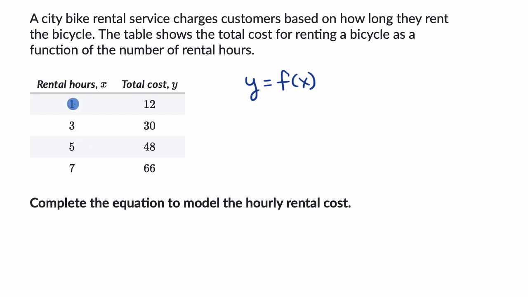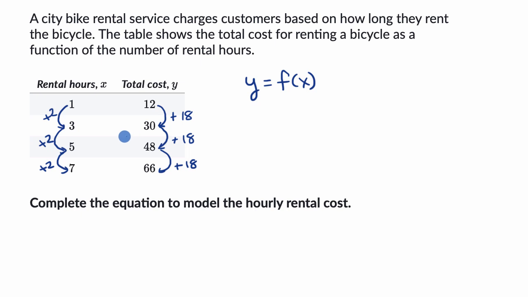All right, so let's just look at the data a little bit and think about, okay, is this a linear relationship or is this something else? When we increase our rental hours by 2, when we go from 1 to 3, our cost is increasing from 12 to 30, an increase of 18. When we go from 3 to 5, once again, that's 2 more hours, and every 2 hours, we do indeed increase our cost by 18. Let me check again. Hours increase by 2, and cost indeed increases by 18.